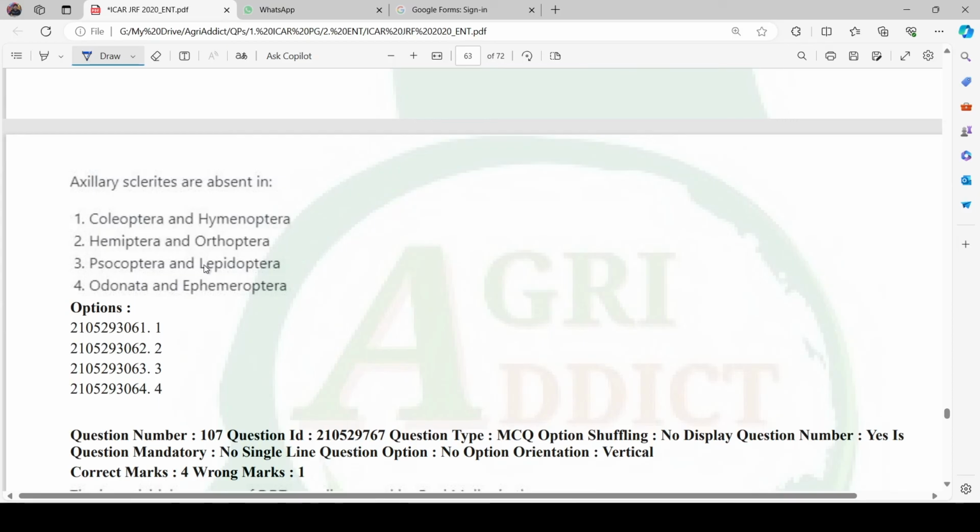Now, axillary sclerites are absent in. So what are the axillary sclerites? Axillary sclerites mainly help in wing flexion in insects. They are also known as pteralia. Among the following options, only Odonata and Ephemeroptera cannot flex their wings. They don't have a wing flexing mechanism, so axillary sclerites are absent in them.